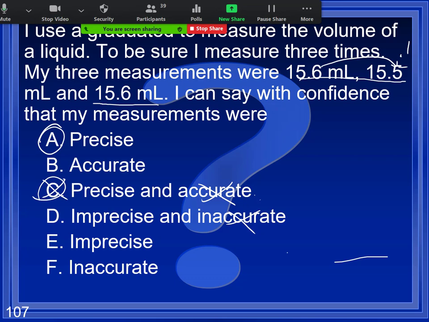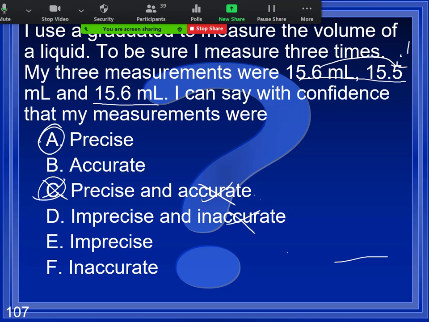Now, all four combinations are possible. You can be precise and accurate. You're able to get the right answer and you're able to get it every time. That's what we hope for. You can be precise but inaccurate. That means you got the same answer, but you got it wrong every time. You did the same thing wrong every time. So that's precise and inaccurate. Okay. You can be inaccurate and imprecise. That means your answers are all over the place. It's a bunch of random numbers.